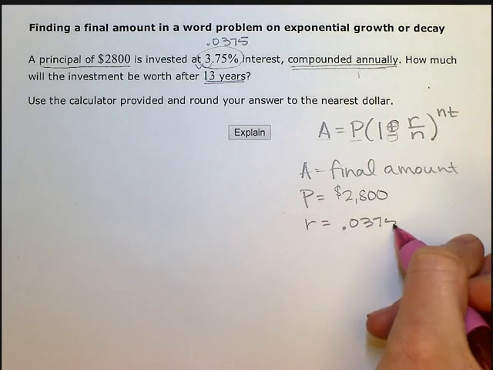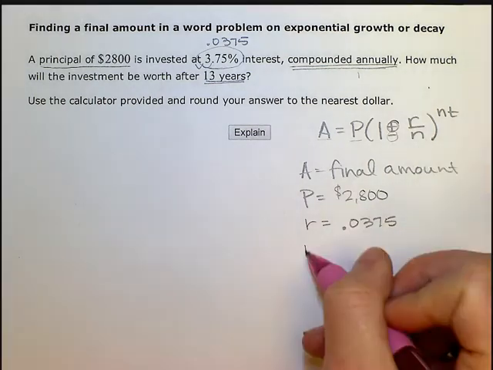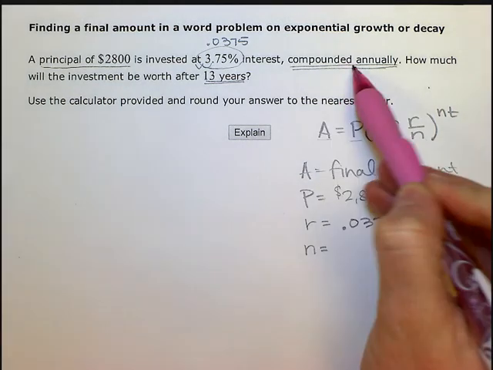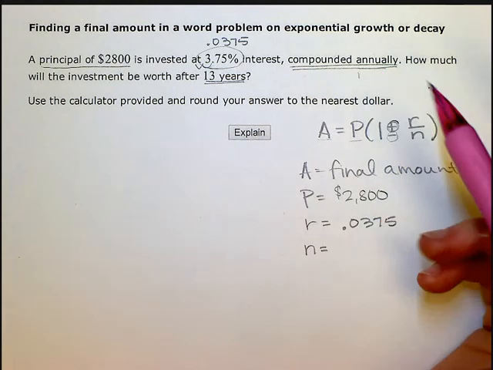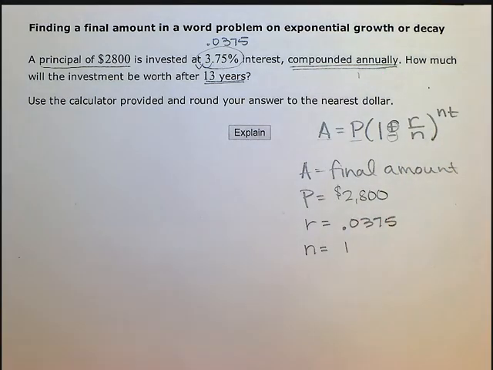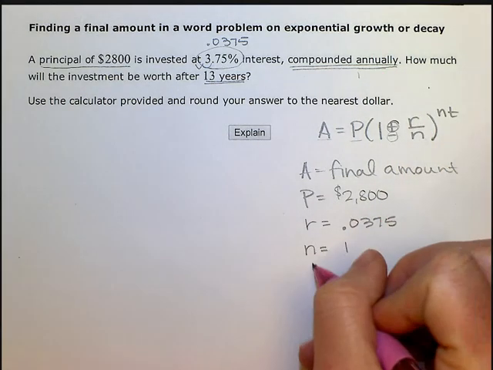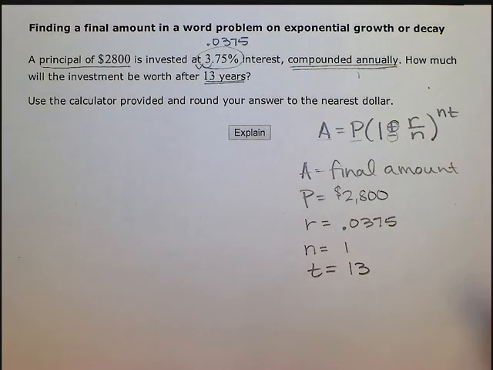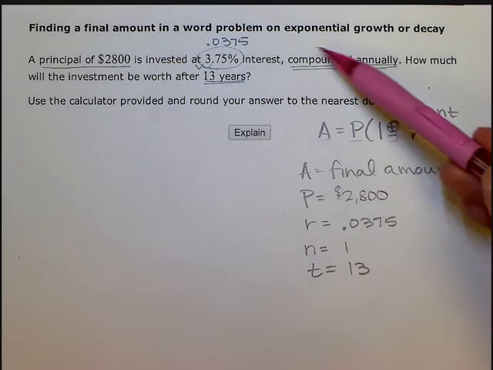0.0375. And then N is the number of times per year that it's going to be compounded. But because we're compounding annually, it's only going to be compounded once a year. So N is going to be 1. And last but not least, T is the number of years, which is 13. So basically, all we have to do is take this information from the problem and plug it into this formula.